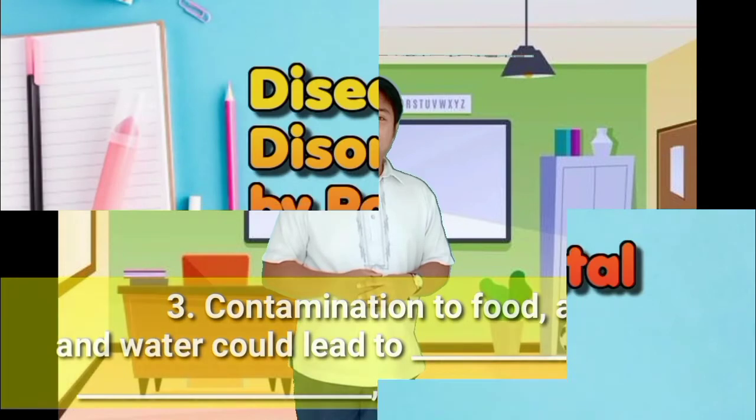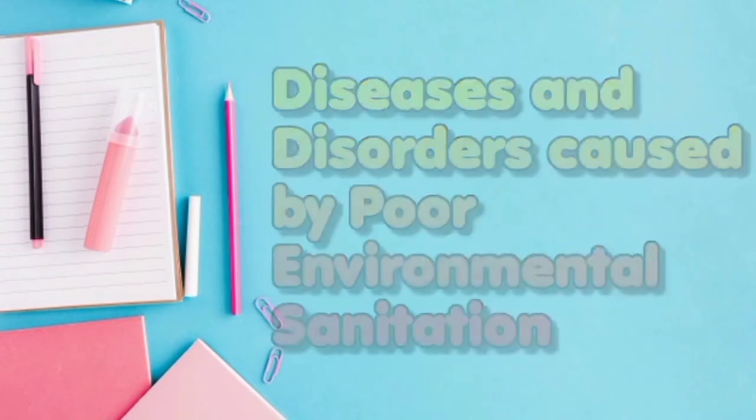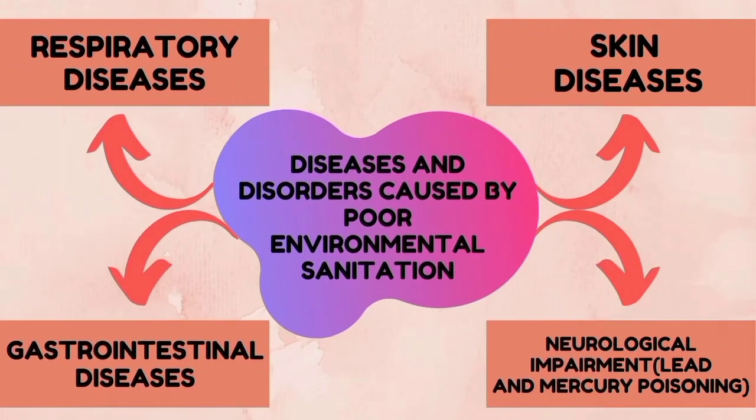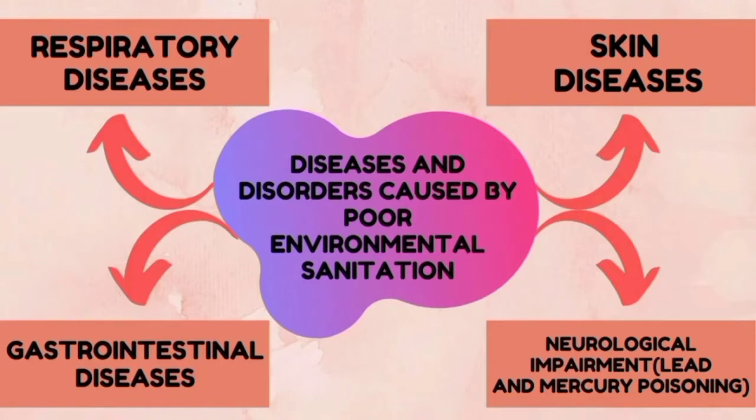Now, on to the next. Diseases and disorders caused by poor environmental sanitation. Here are the four common disorders and diseases caused by poor environmental sanitation: respiratory diseases, skin diseases, gastrointestinal diseases, and neurological impairments.